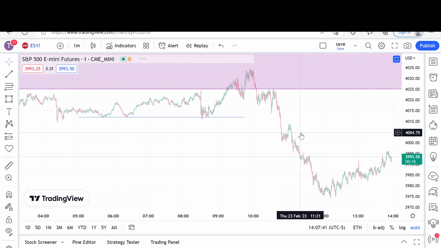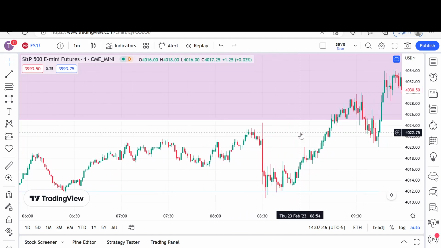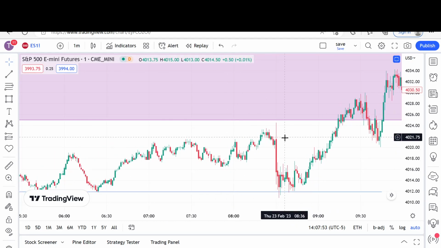A smaller time frame shift in market structure with our fair value gap confirmation. Okay, and you got the confirmation on the 1 minute chart. You didn't have it on the 5 minute, didn't have it on the 3 minute. You had it on the 1 minute. So this was that drop from news.